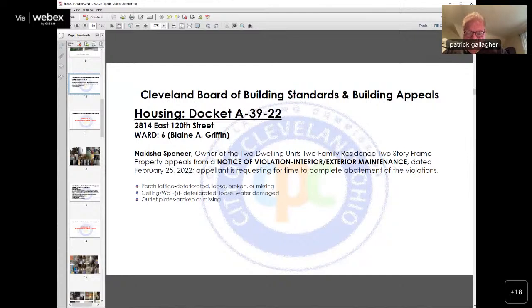Okay, next docket is A3922, 2814 East 120th Street. Application and fees are in order. Notice of violation is interior and exterior maintenance, issued on February 25th of 2022. Appeal received March 16th of 2022, requesting time to abate the violations. Present for the hearing, Tom Vanover, Building and Housing, Patricia Aston, Law.